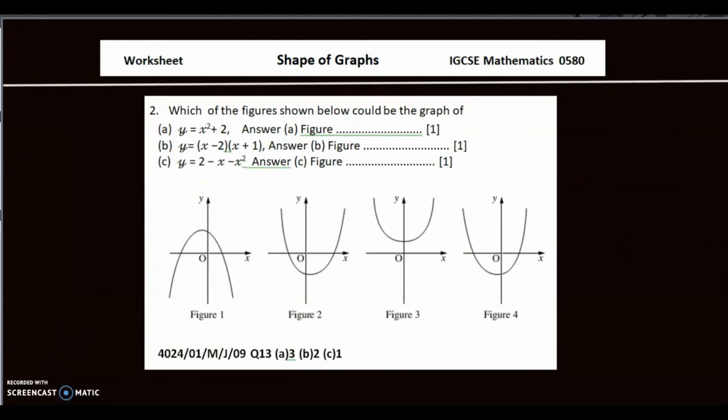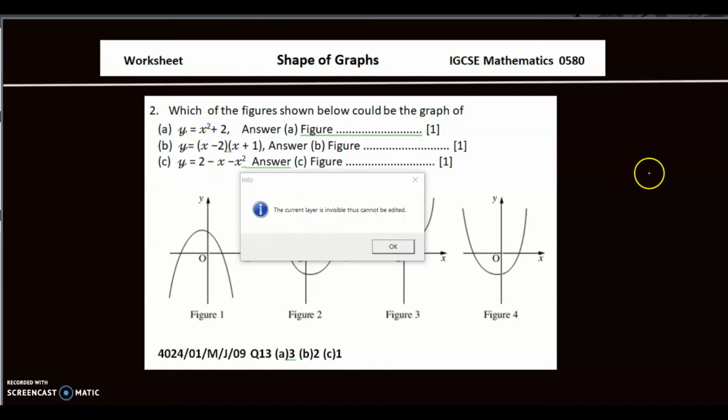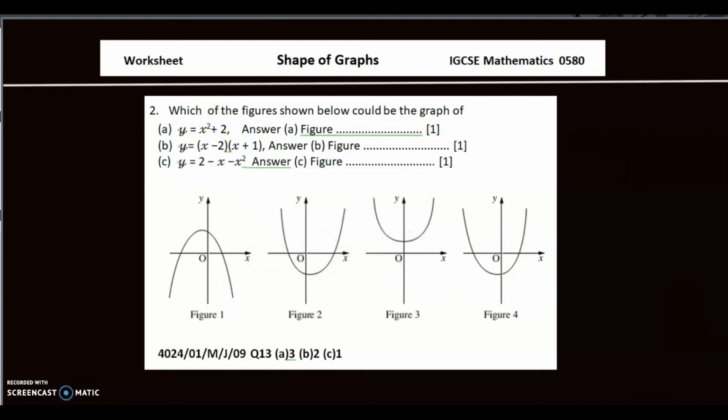Okay, in question number 2, we have to do the same. The first equation is y equals x squared plus 2. x squared is a U-shaped graph, and plus 2 means that this U-shaped graph is translated 2 units up. So this is y equals x squared, and then this is y equals x squared plus 2. So figure 3 is the graph for equation A.